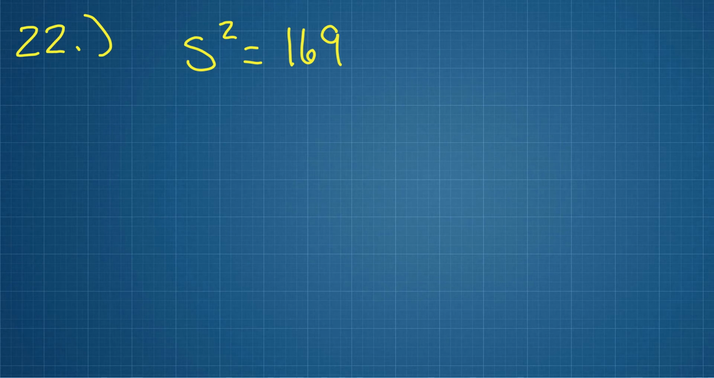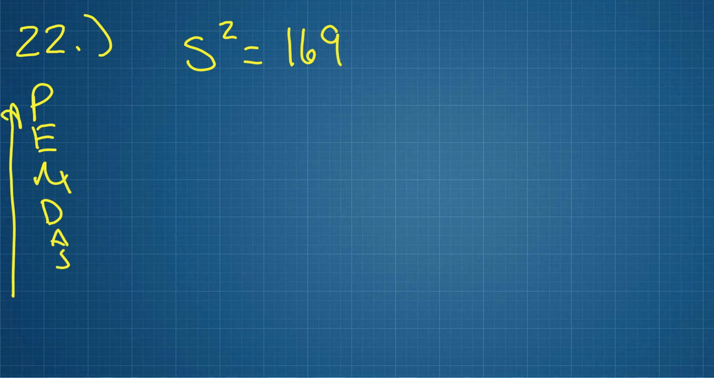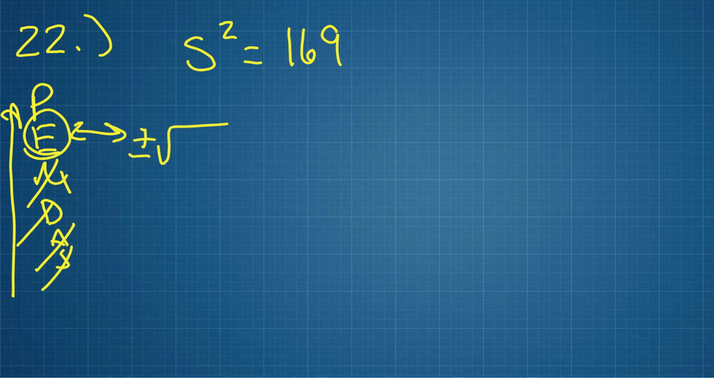All right, 22 is pretty easy. S squared equals 169. There's only one letter, so you're allowed to use PEMDAS backwards. There is no subtraction, no addition, no division, no multiplication. There's an exponent. If you look on the board, how do you get rid of an exponent? It says plus or minus square root. That means you take the square root of both sides.